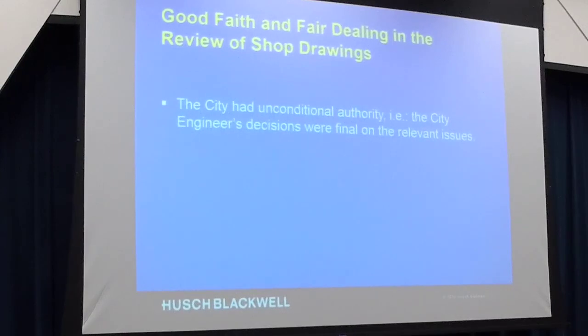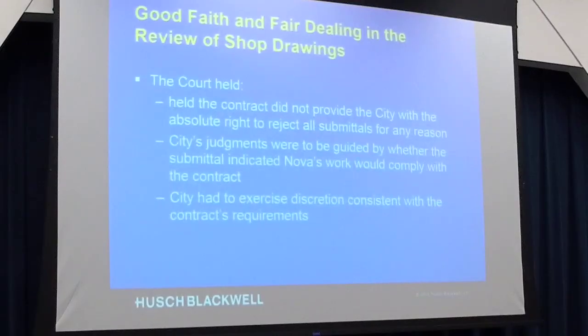The city said, well, wait a minute. We have unconditional authority. The contract says we can do whatever we want to do, and our decision is final, and you can't do anything about it. And the court rejected that. What the court said was, yes, the city has a right to reject the submittal, but the city's judgment has to be guided by whether the submittal complied with the contract. And the city has to exercise that discretion to approve or not approve consistent with the contract requirements, including this implied obligation of good faith and fair dealing.